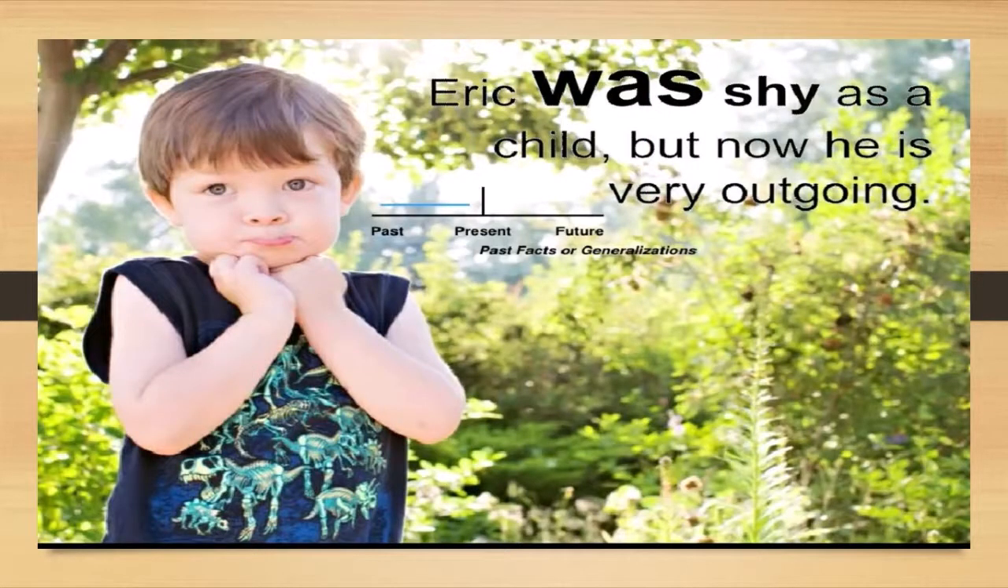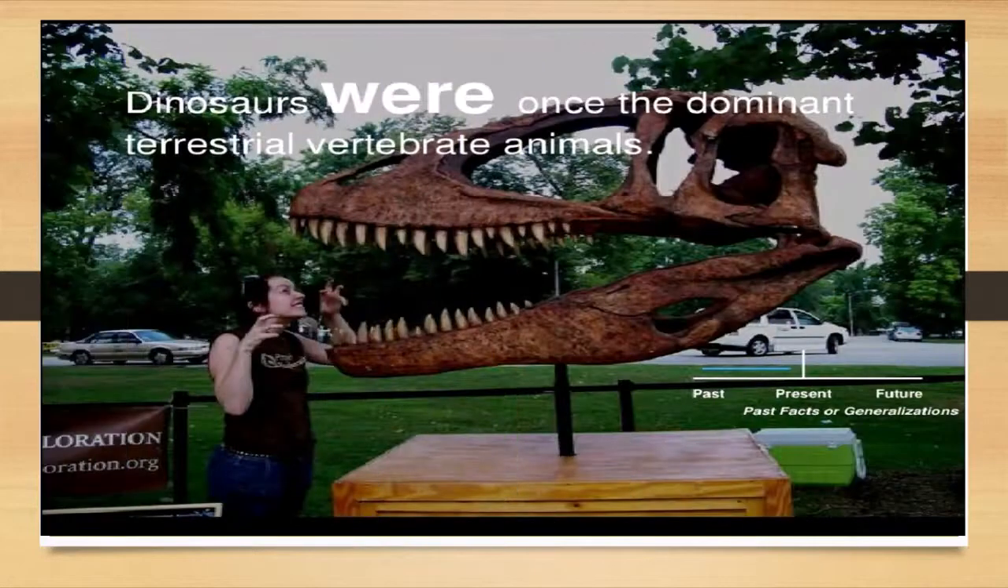Now, this is: Eric was shy as a child, but now he is very outgoing. Was. Okay? Now, these are all examples of simple past tense. Now, here is: dinosaurs were once the dominant terrestrial vertebrate animals. Okay? Here is where you can say were.